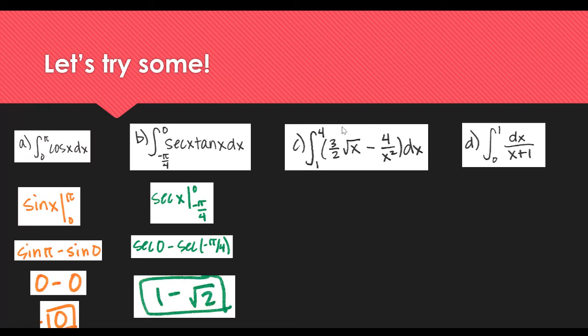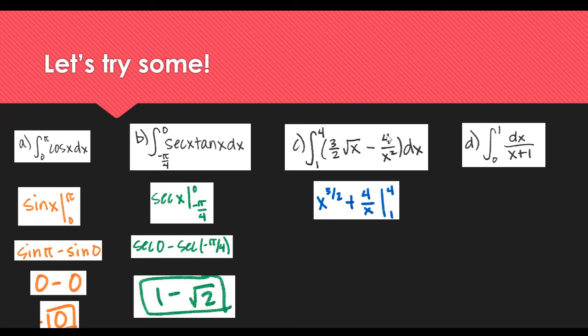Letter C. It's getting a little bit trickier. The integral from 1 to 4 of 3/2 square root of x, which we might think of as x to the 1/2, minus 4 over x squared, which we might think of as x to the negative 2. So I'm just going to look at this part first. I know that that would be x to the 3/2, right? It'd be like x to the 1/2 plus 1, which would be 3/2, over 3/2. Well, 3/2 over 3/2 would cancel.